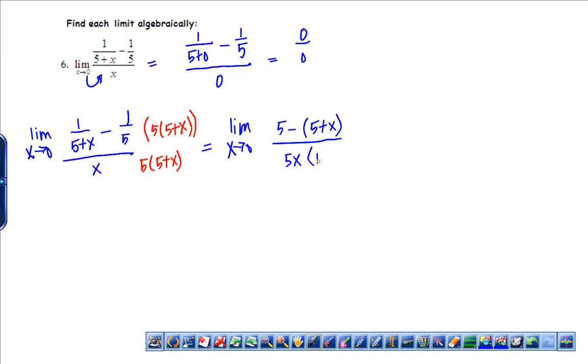And then the parenthesis of 5 plus x. Okay, still keeping my limit as x approaches 0. On the top, I'm just going to distribute. This is 5 minus x. And on the bottom, I'm just keeping this as is, and you're going to find out why in just a minute.